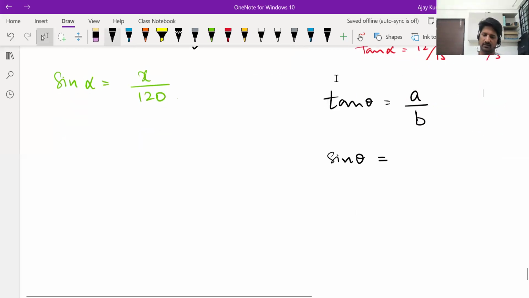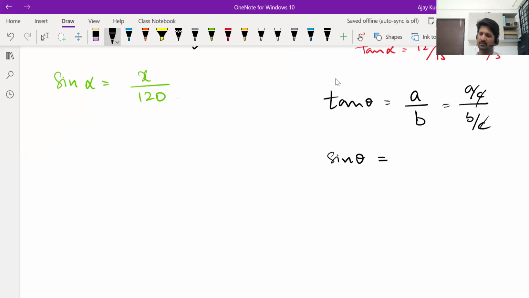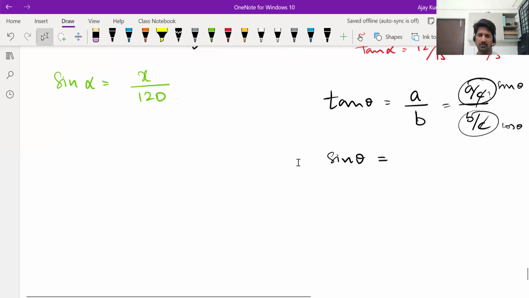See, tan alpha or tan theta is A by B. This can also be written as A by some constant divided by B by some constant, and that constant got cancelled and you got it as A by B, right? This is the value of sine theta, and this is the value of cos theta. But how to get that C? Okay, sin theta is A by root A square plus B square.